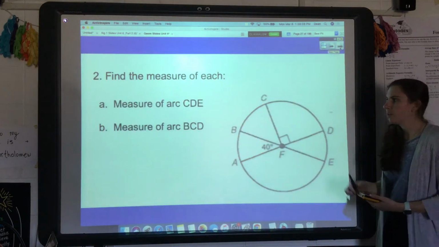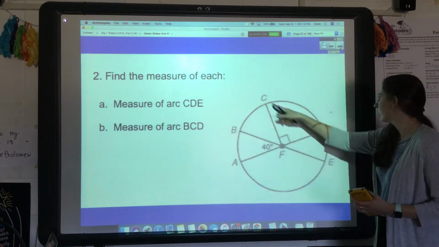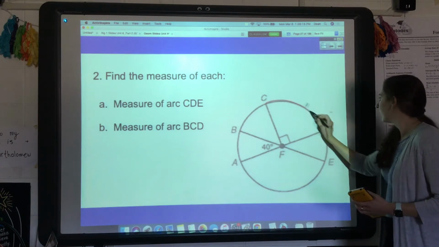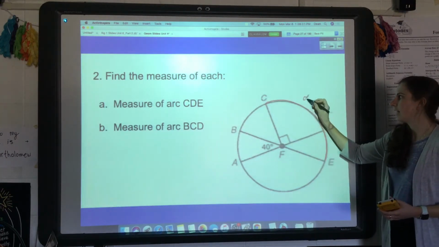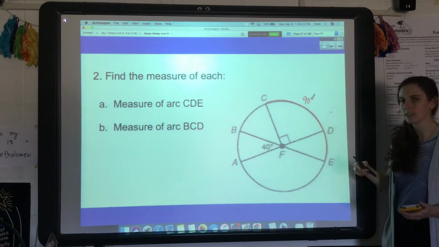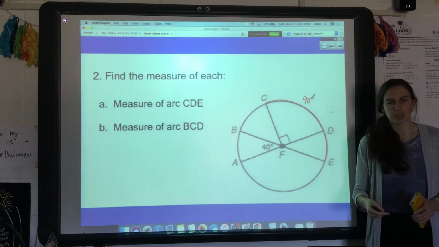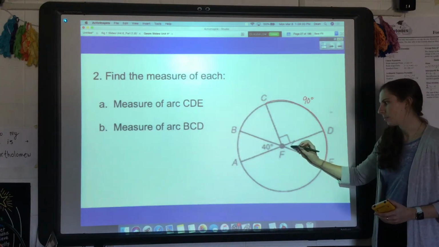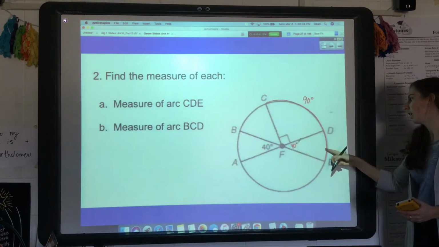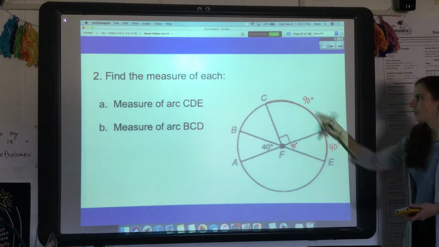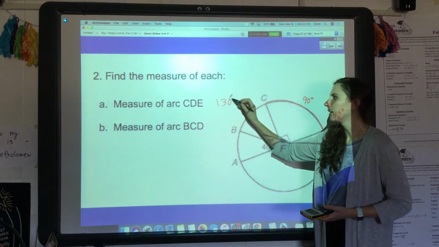Here's another example. Say I want to find the measure of arc CDE. I know that this is 90, so CD is 90, but I don't know what DE is. However, these two angles right here are vertical angles, and we know that vertical angles are always the same. So if that's 40, this is 40, meaning if the central angle is 40, the arc is 40. If I want all of this, just add up 90 plus 40, and you get 130 degrees.